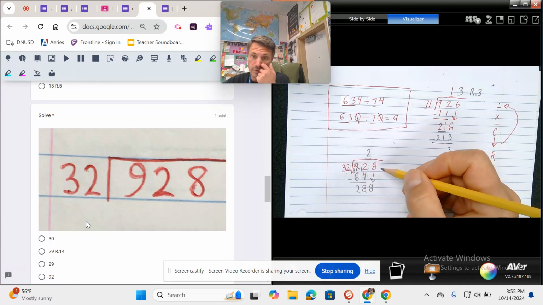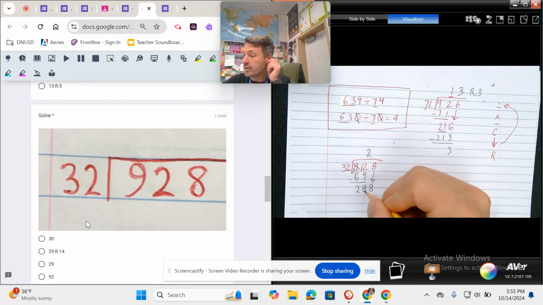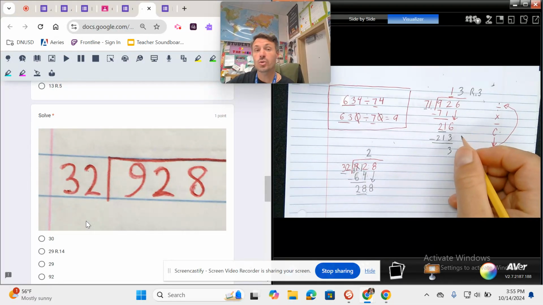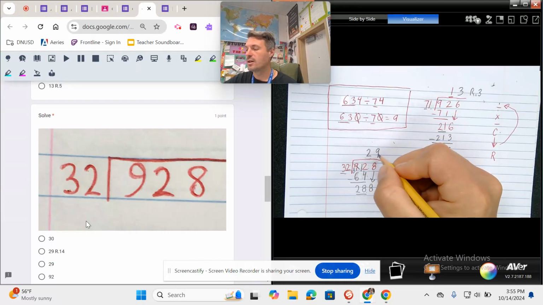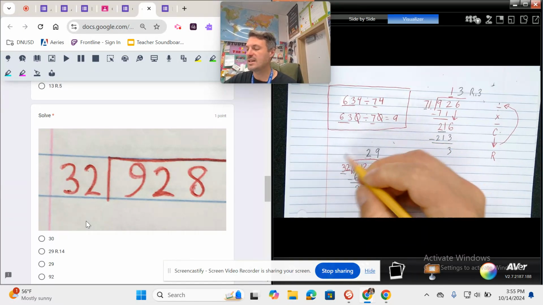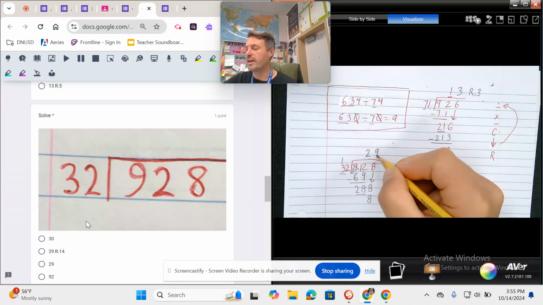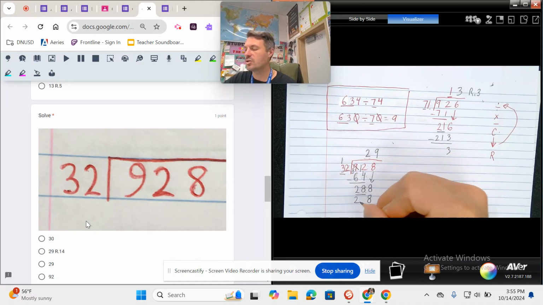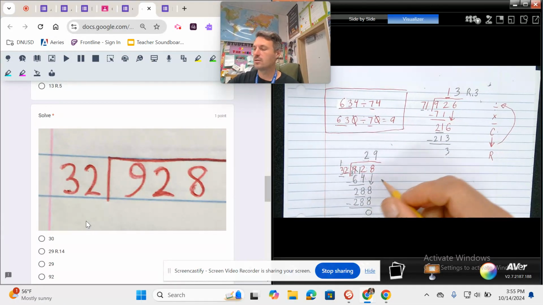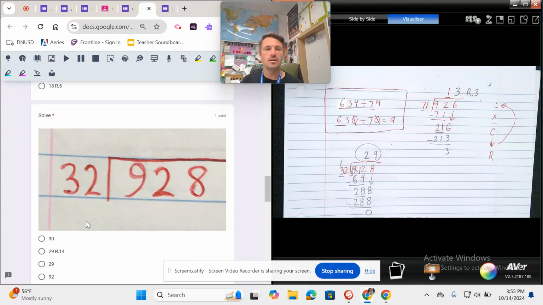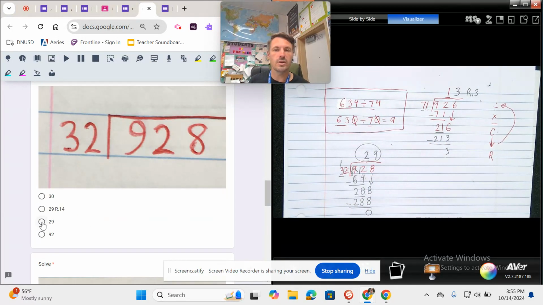Now, it's kind of hard to figure out how many times 32 can fit into 288. So that's why you look at the 3 and you look at the 28. Since 3 can fit into 28 9 times, since 3 times 9 is 27, perhaps 32 can fit into 288 9 times. So let's try a 9 there. 9 times 2 is 18. See, 18. 9 times 3 is 27, plus 1 is 28. And now 288 minus 288 is 0. And the answer is 29. So it's this answer right here, 29.